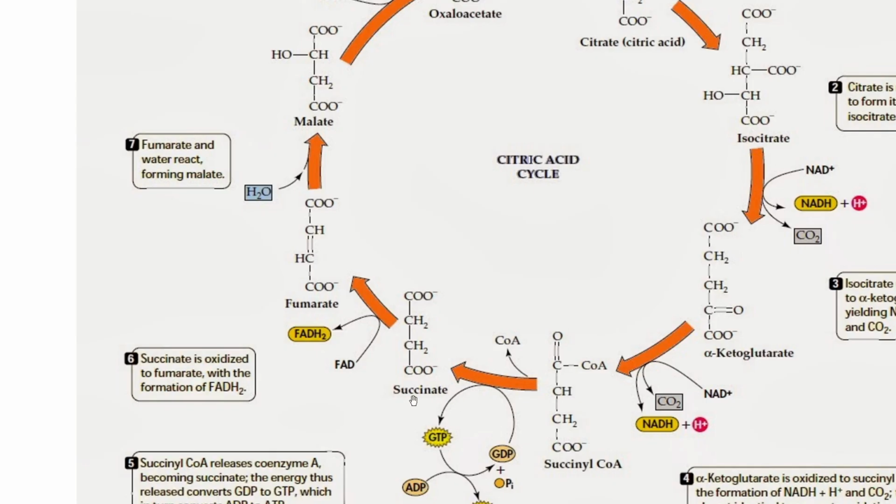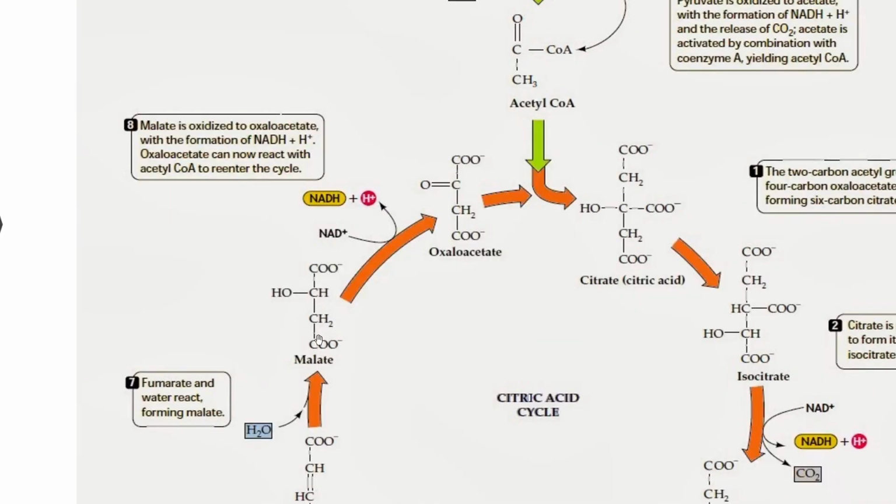Okay. And then this succinate is oxidized to fumarate, which releases hydrogen, and this hydrogen is taken up by FAD to form FADH2. Fumarate then takes up water to form malic acid, and then this malic acid is oxidized to oxaloacetate, a 4-carbon moiety, which can again react with the acetyl coenzyme A formed earlier to form citric acid, and then the cycle goes on.